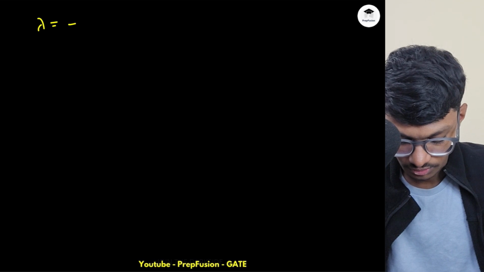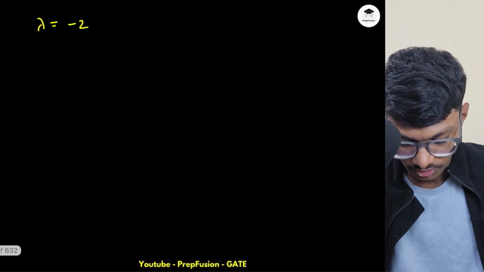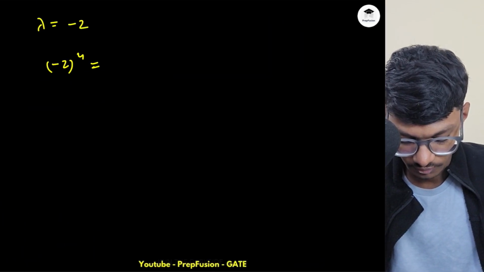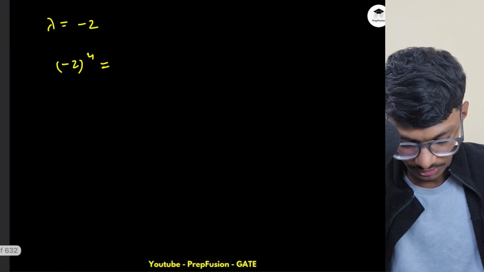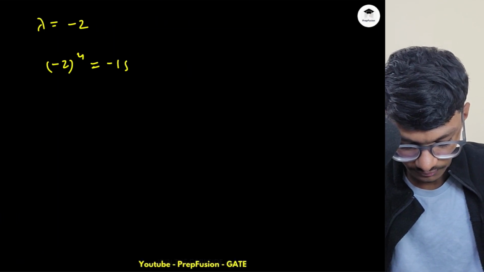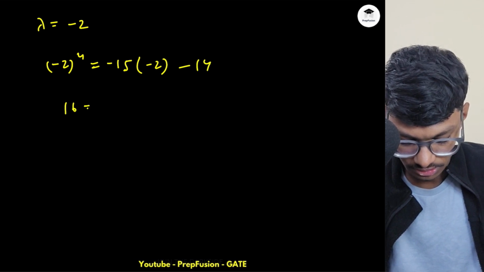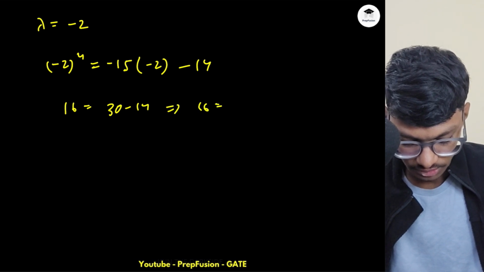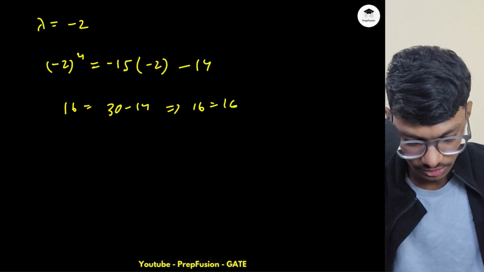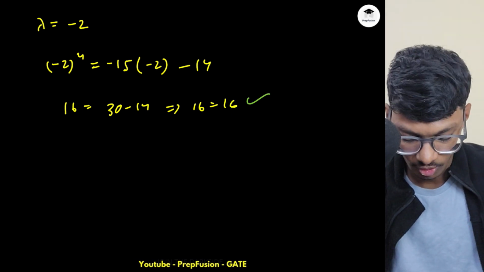So lambda equals -2. This will be (-2)^4 = -15 times -2 minus 14. Just hold on a second. So this is 16 = 30 - 14. 16 equals 16, right? 16 equals 16, so this is also satisfying. So obviously my option B will be correct.